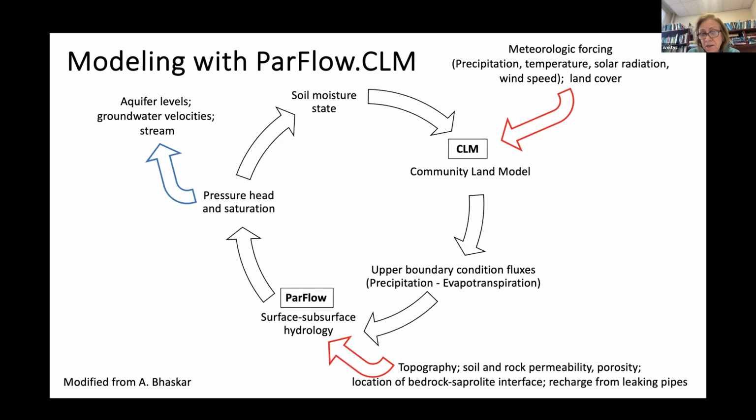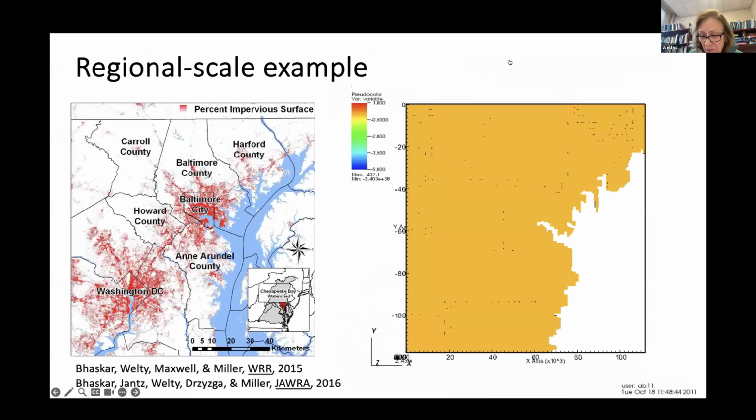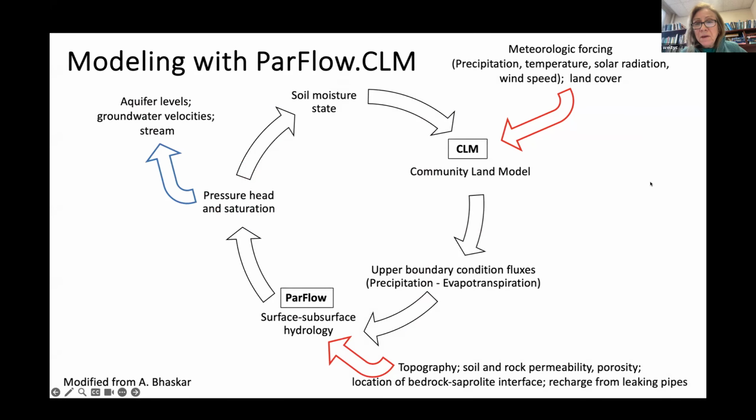So now the model is coupled with the capability to model surface water flow through boundary condition specification, and is coupled with the community land model for incorporating meteorologic forcing. So just talking about some of the inputs here. The model requires meteorologic forcing: precipitation, temperature, solar radiation, and wind speed, and we use NLDAS data, the North American Land Data Assimilation System, as that data source, widely available publicly.